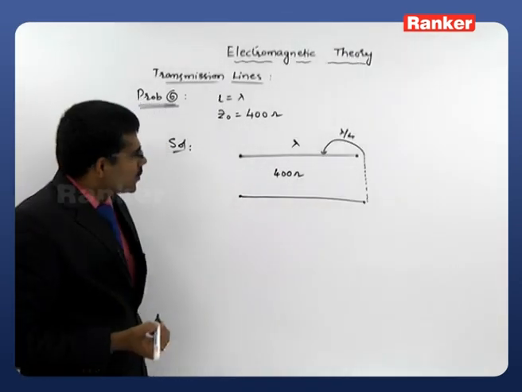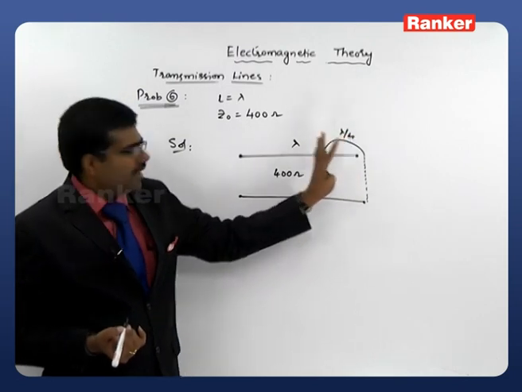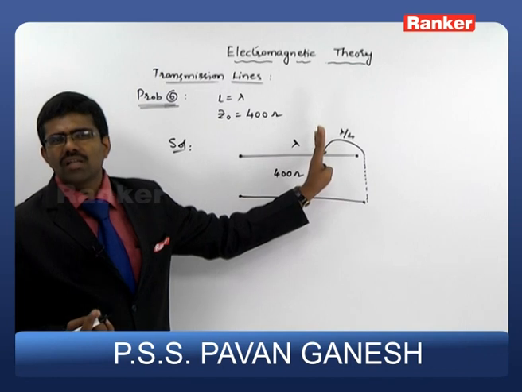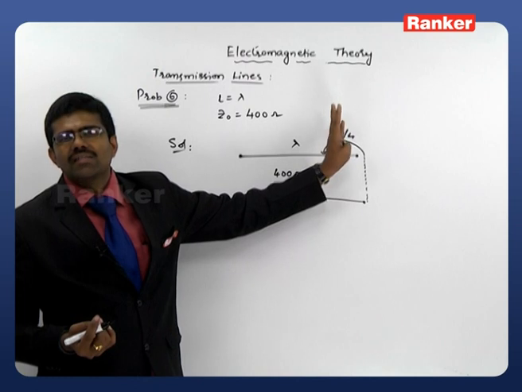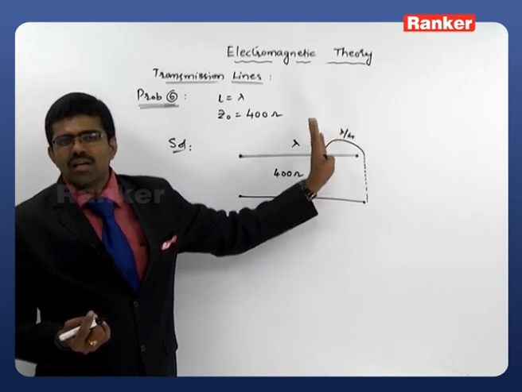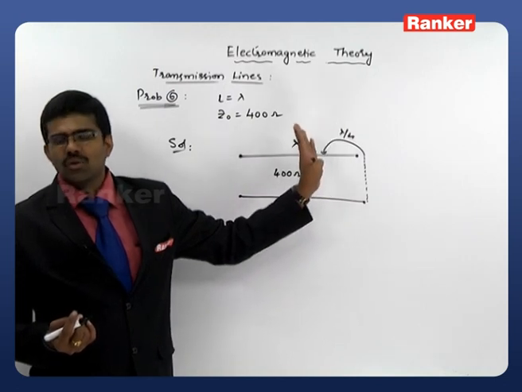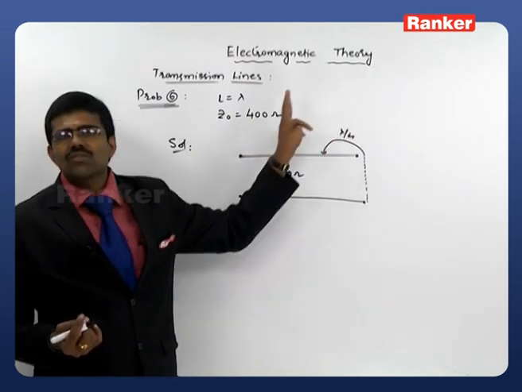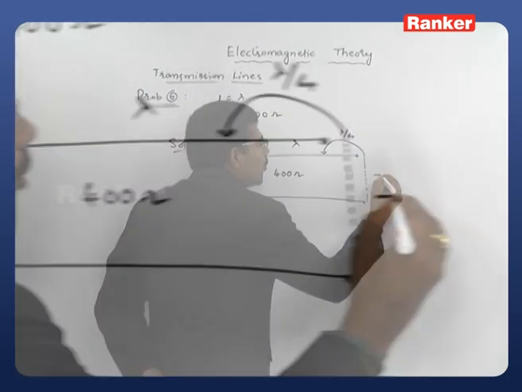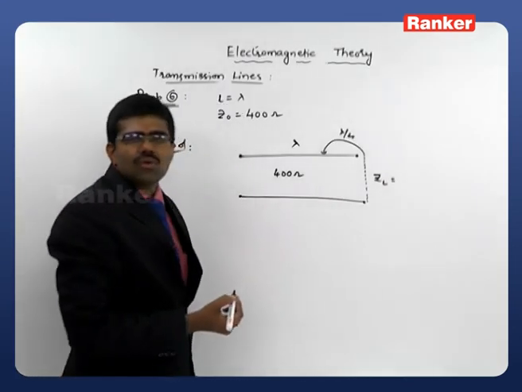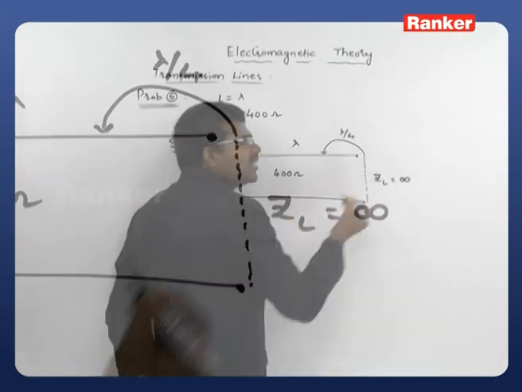So this particular part is said to be a lambda by 4 transmission line. Ignore the remaining part; you take this small part, which I am considering as a lambda by 4 length transmission line. Now what is the input impedance of a lambda by 4 length transmission line? Already we know the load impedance will be transformed as admittance at the input of our transmission line. It was open, so what is ZL? ZL is simply infinite, since the load was open.